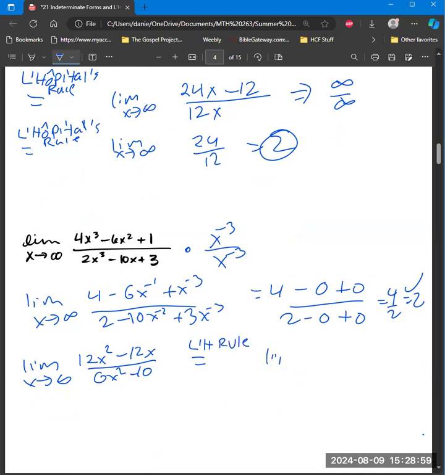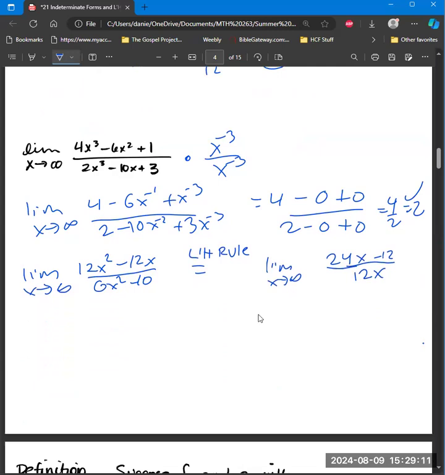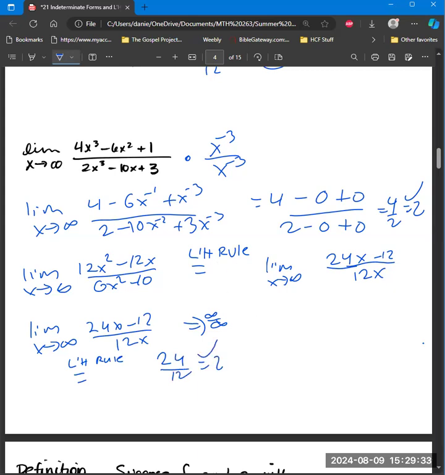And we're going to get the limit as x goes to infinity of (24x minus 12) over 12x. And then we're going to have to treat that like it's its own problem. That also goes to infinity over infinity, which is an indeterminate form. So we use L'Hopital's rule again. We did all this above, and we got 24 over 12, which gave us 2. Same thing. All right.